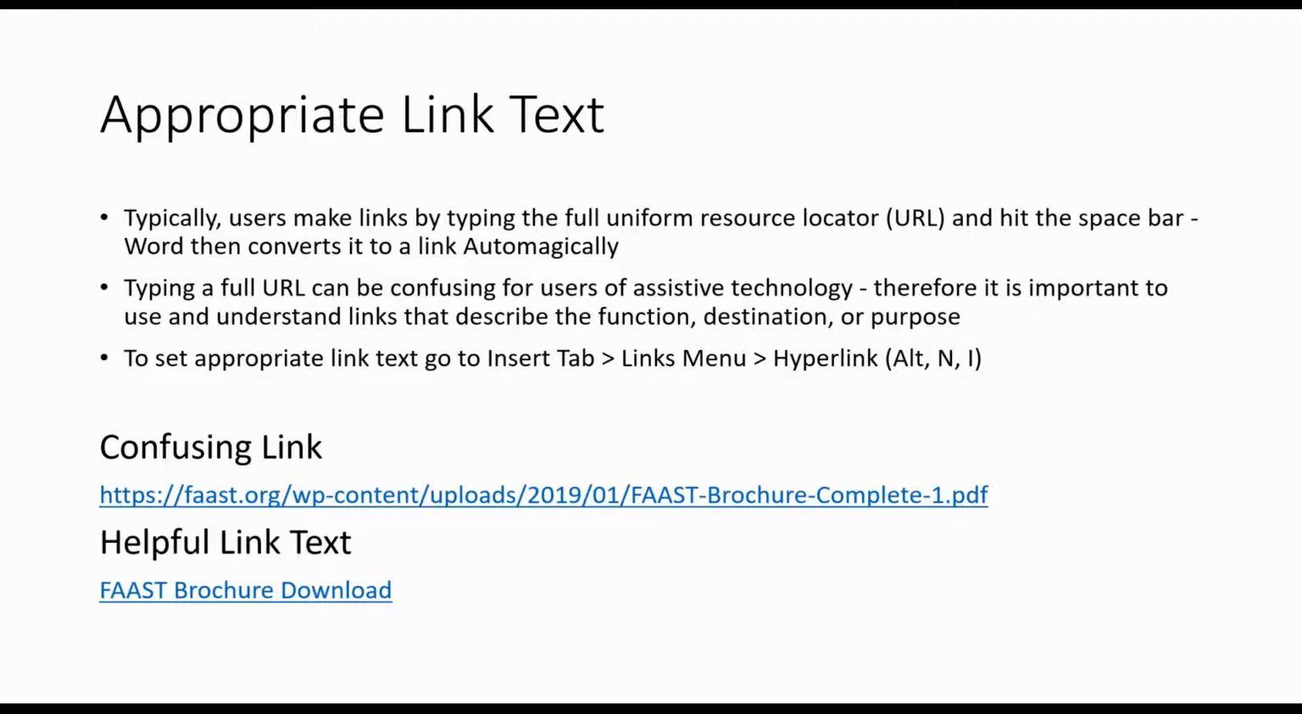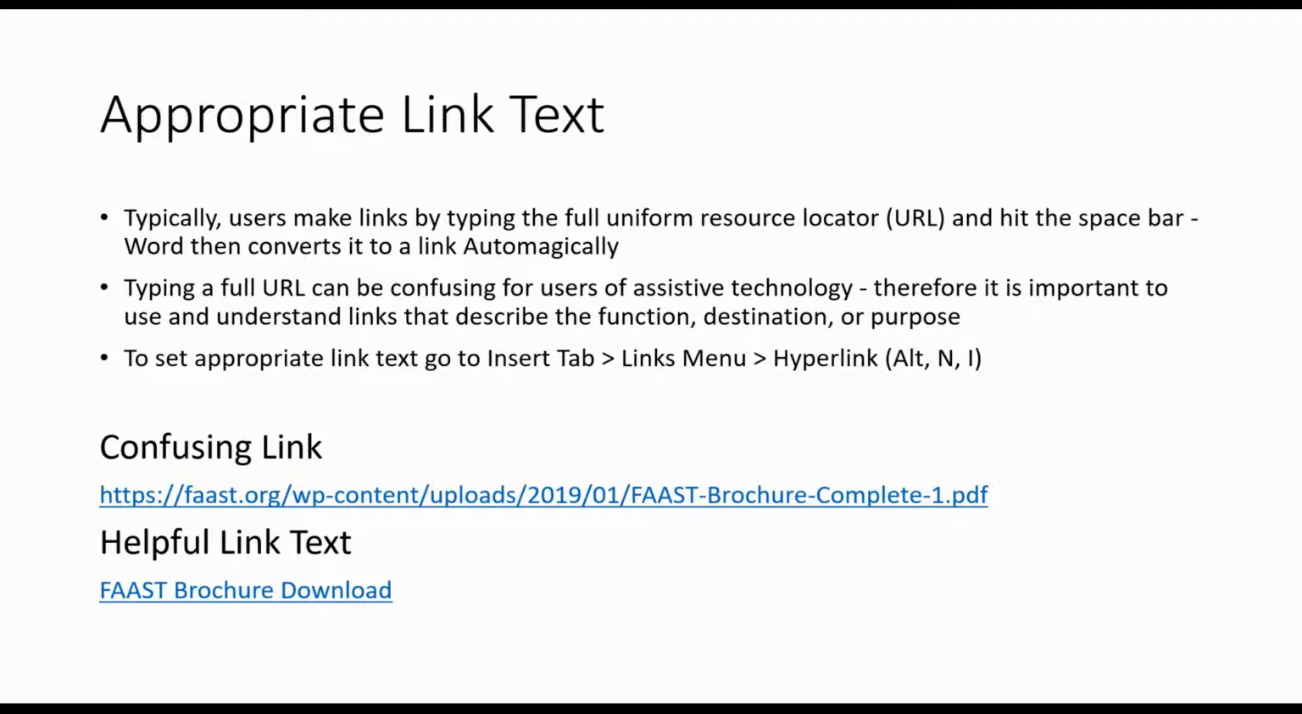But typing that full URL can be confusing for users of assistive technology, because a link like that with a screen reader would be read out as https://faast.org/, one letter at a time. Or it would try to understand what words are and really butcher a lot of that, especially when you're using shorthand like our acronym FAAST for our organization. It would be a little harder for the screen reader to understand that link.